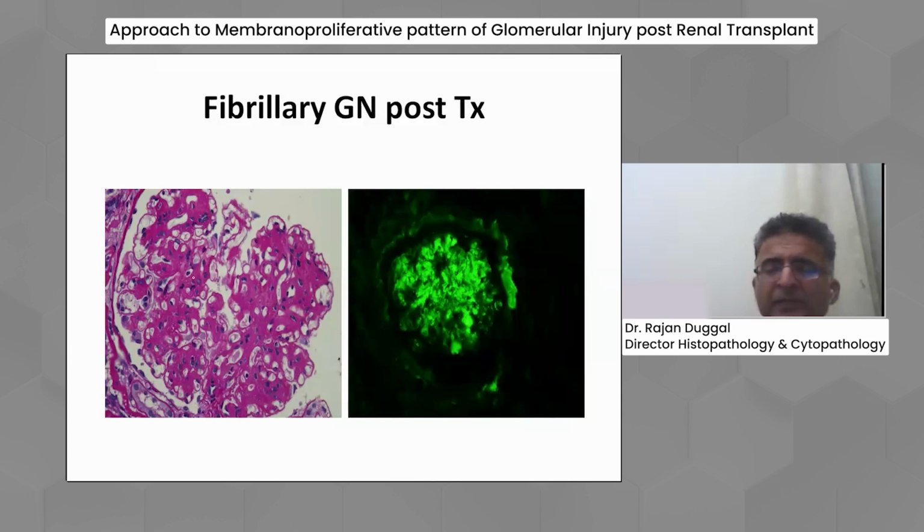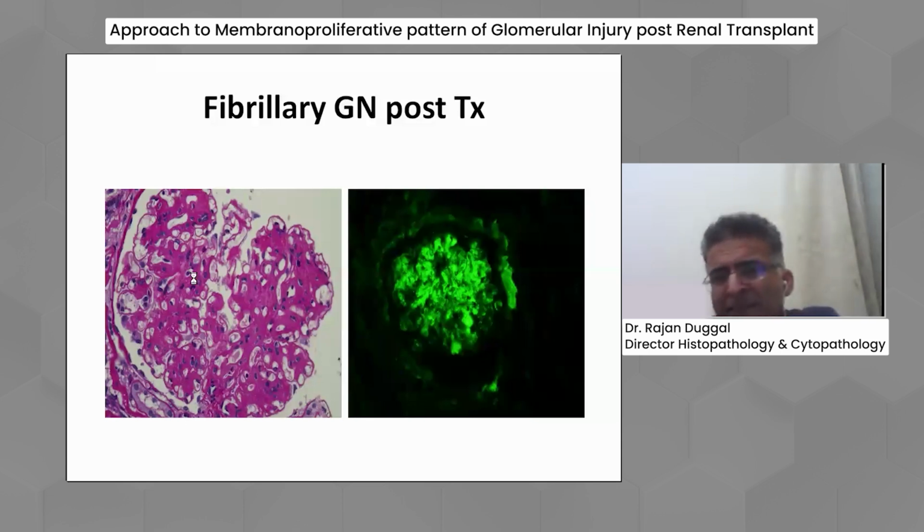So what I want to highlight is even a fibrillary GN can show an MPGN pattern, but this is not a common thing. I've shown you common entities. I haven't shown you IgA, but remember that IgA can also show an MPGN pattern. Chronic TMA can show an MPGN pattern. Transplant glomerulopathy or chronic AMR can show an MPGN pattern. And fibrillary and diabetic nephropathy can show an MPGN pattern too.